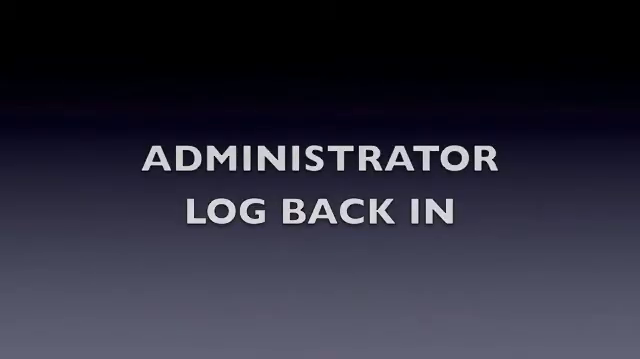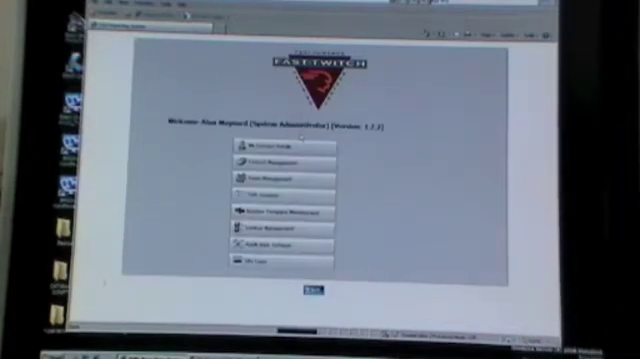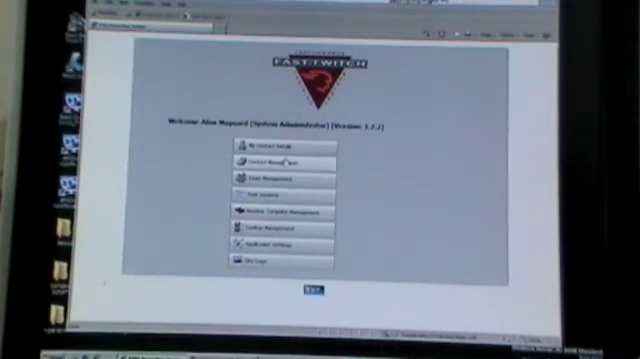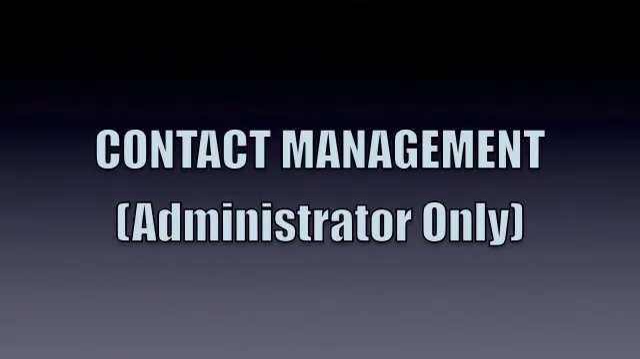So I've just logged out as an individual and I'm going to log back in now as an administrator. We're going to go through each tab separately to explain how to use the TRS system as an administrator and how to set up specific key functions for individual users. The first thing we're going to do is set up an individual contact.